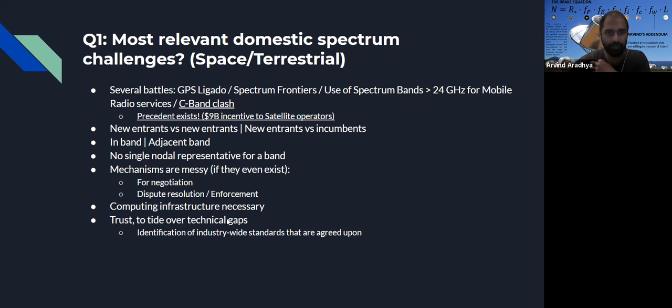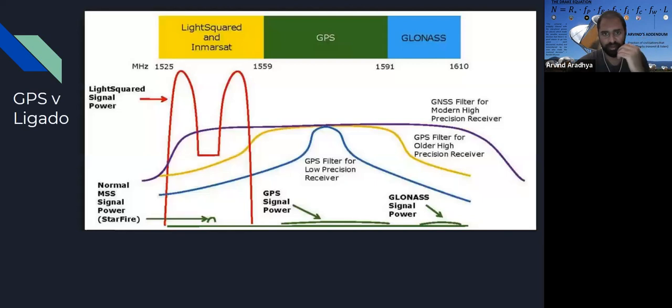Perhaps one of these examples was GPS, the actual GPS system that we use, versus another communication service provider called Ligado, who had a throwdown essentially with the Department of Defense because of all these issues. Basically, the problem is, like I alluded to earlier, no one agrees on definitions, and no one trusts each other. So this is essentially what happens.